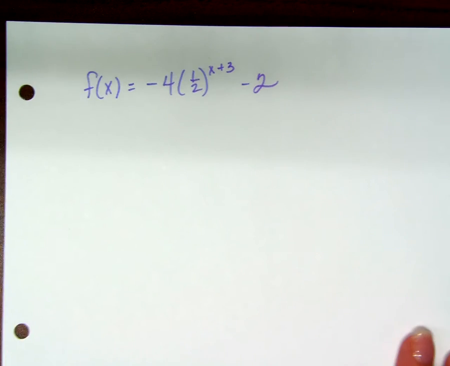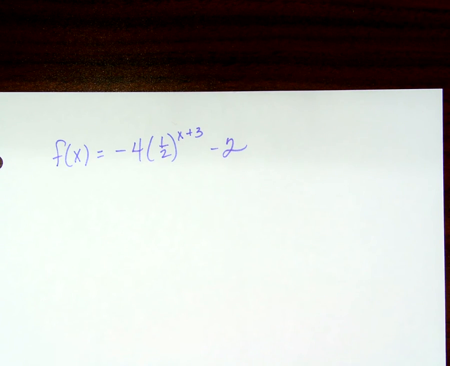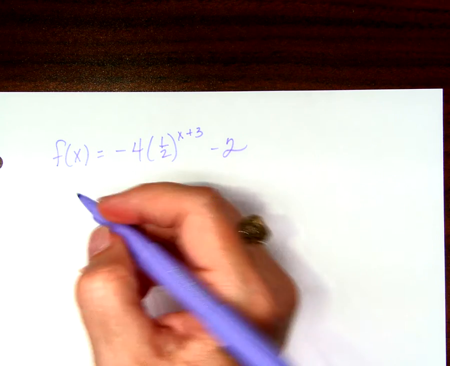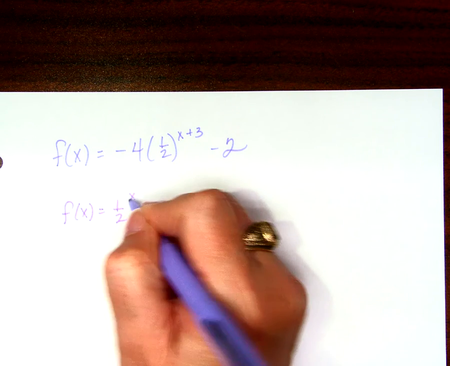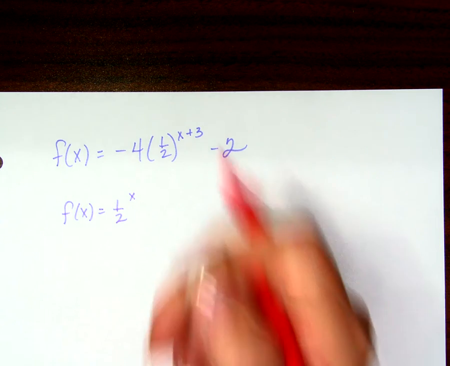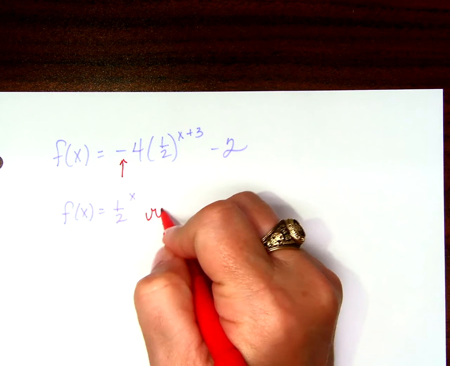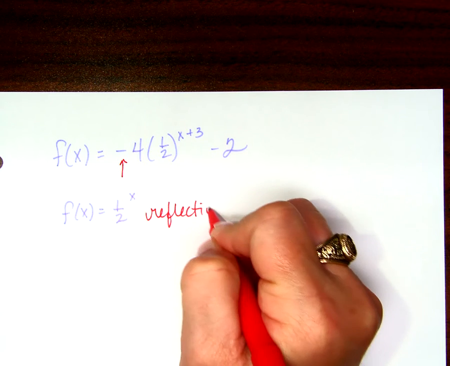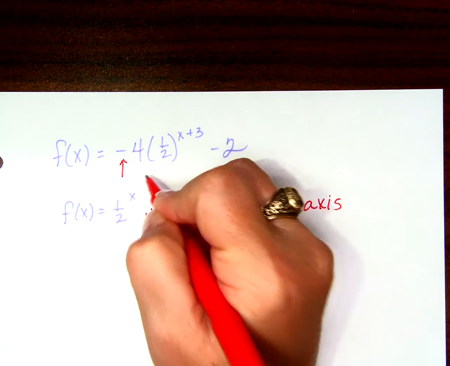Can you tell me everything that's going on here in this equation? Compared to the parent function, we're going to call the parent function 1/2 to the x power, right? Because that's the base that's there. Compared to its parent function, what's happening? What does that say? Reflection over the x-axis.